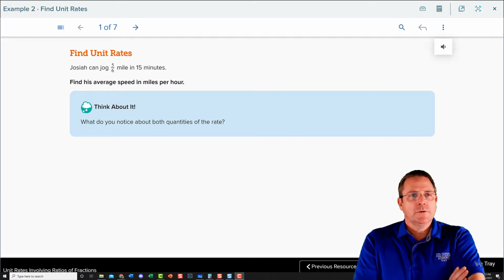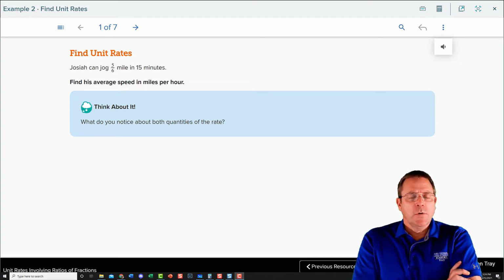Josiah can jog 5/6 of a mile in 15 minutes. Find his average speed in miles per hour. Now, first thing it asks is, what do you notice about both of the quantities of the rate?